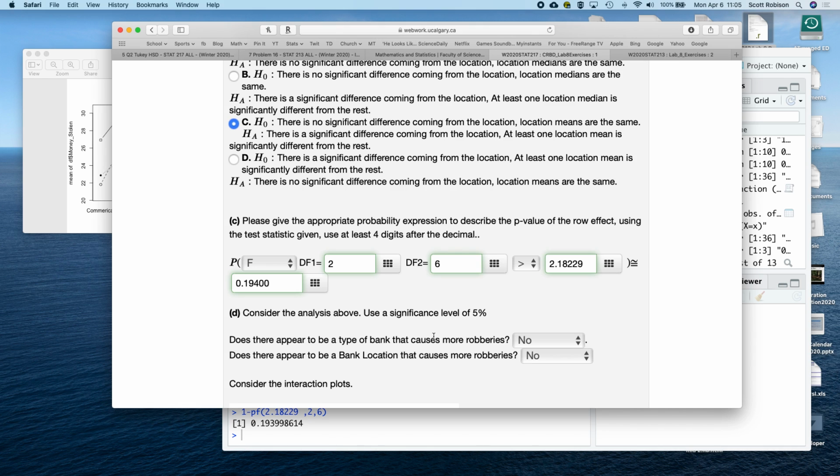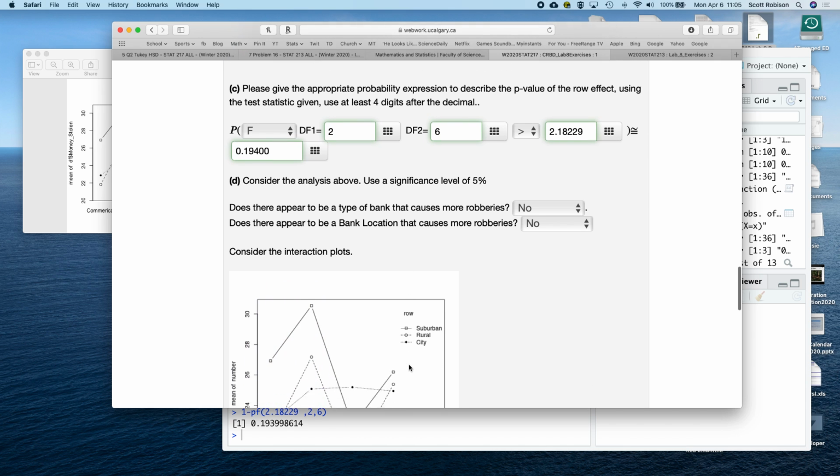So if the means are all the same as each other, does it appear that there's any particular bank that has more robberies? The answer is no, because the averages seem like they're the same for all of the banks. And when looking at the bank locations, does it seem like there's a location that has more robberies? Again, the answer is no, because its p-value was also higher than 5%.